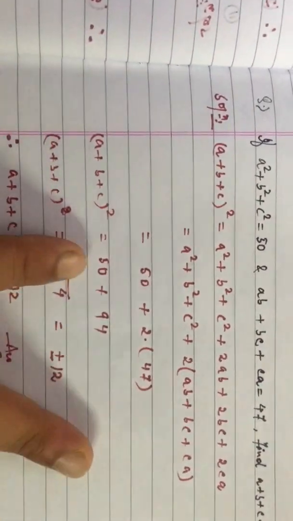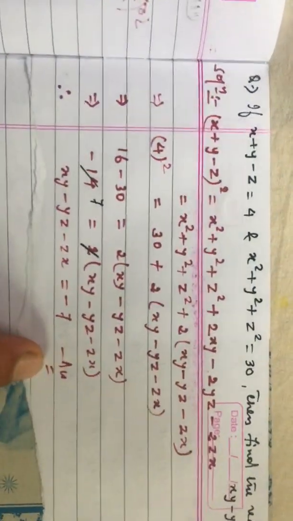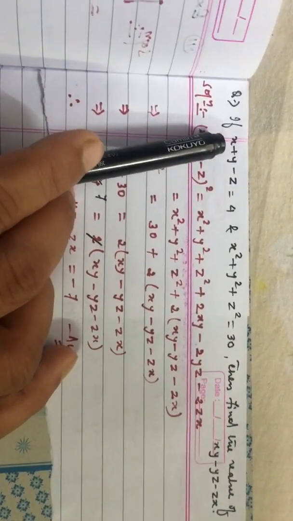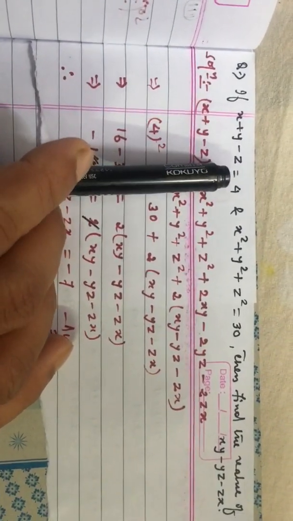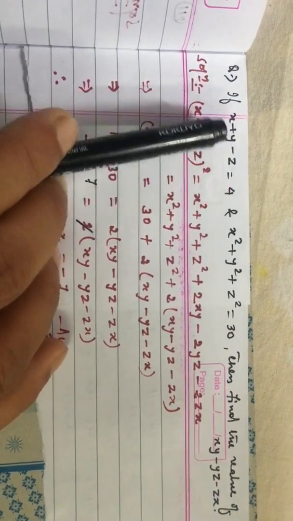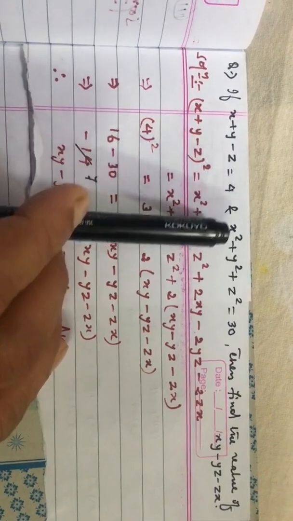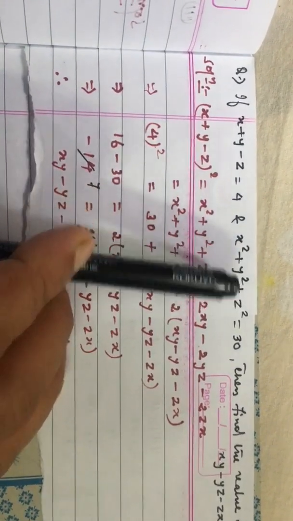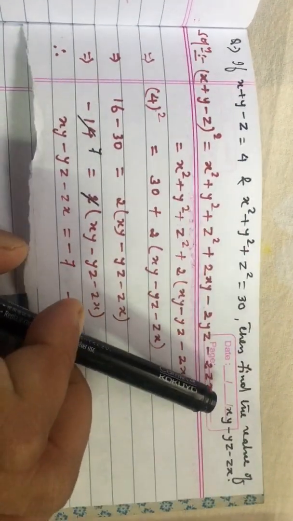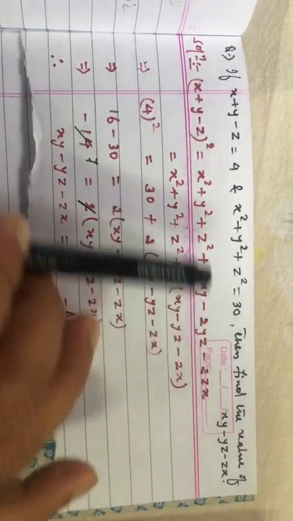Now see one more question based on this. The question is that if x plus y minus z is equal to 4, now instead of a, b, c, it is here x, y and z, and the value of x square plus y square plus z square is equal to 30, then find the value of xy minus yz minus zx.